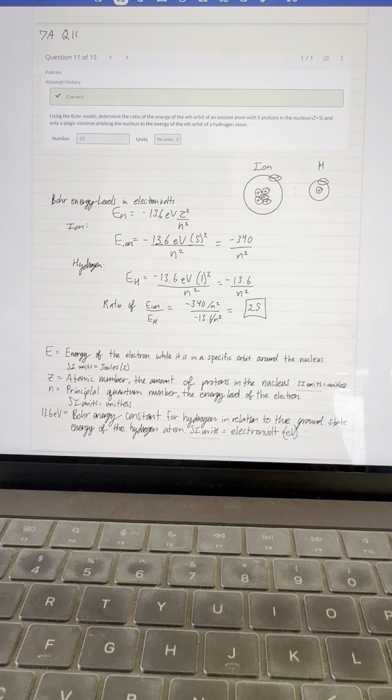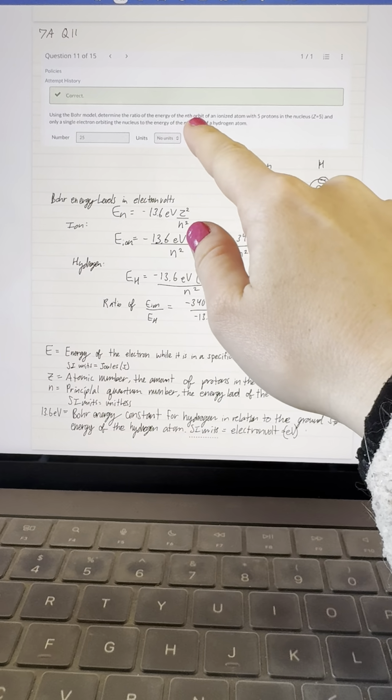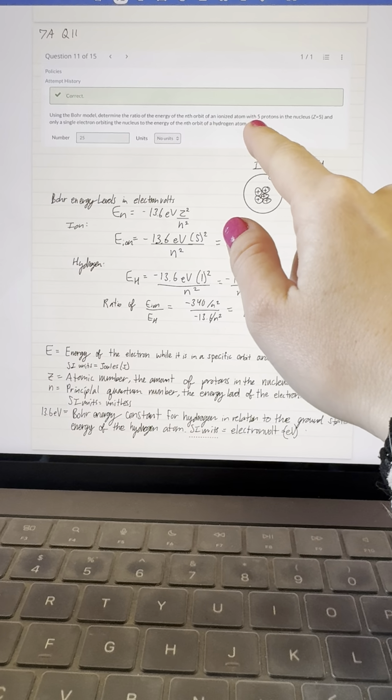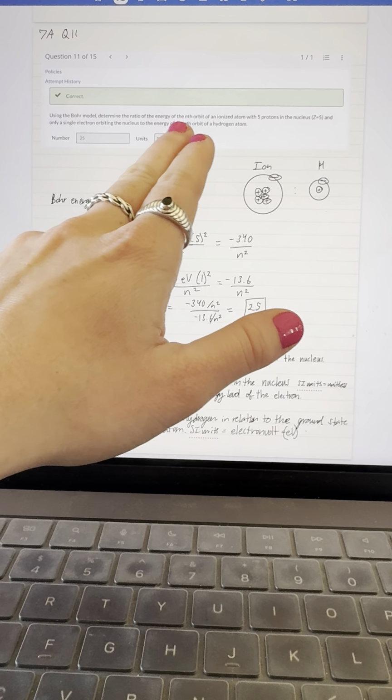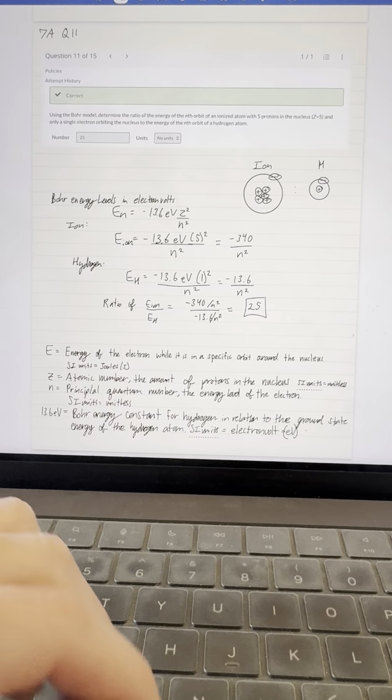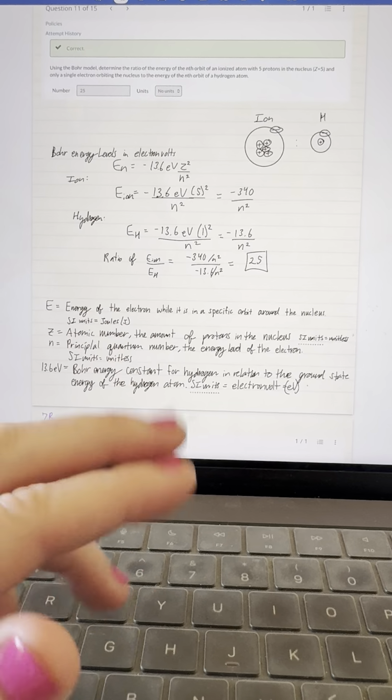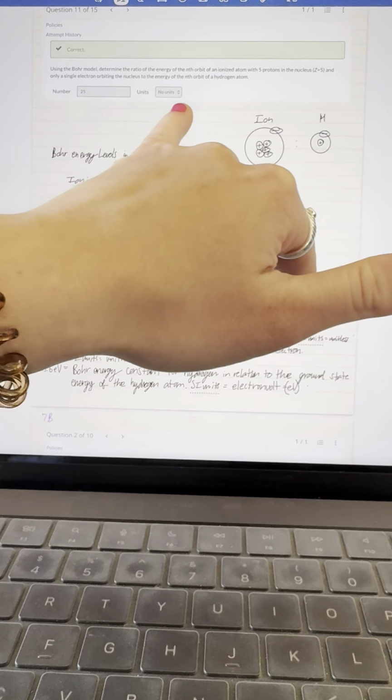Hello, for the second problem of week 7a, I chose question number 11, and it states, using the Bohr model, determine the ratio of the energy of the nth orbit of an ionized atom with 5 protons in the nucleus, Z equals 5, and only a single electron orbiting the nucleus to the energy of the nth orbit of a hydrogen atom. So for this problem, they want us to calculate a ratio. That's why it's going to be no units.